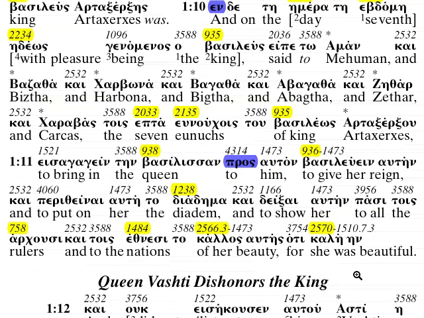To give her a reign, and to put on her the diadema, a diadem, a direct English transliteration into English, and to show her to all the arcusi, the rulers, and to the ethnici, the nations, her kalos, her beauty, kaleidoscope, beautiful view, for she was kali, beautiful.